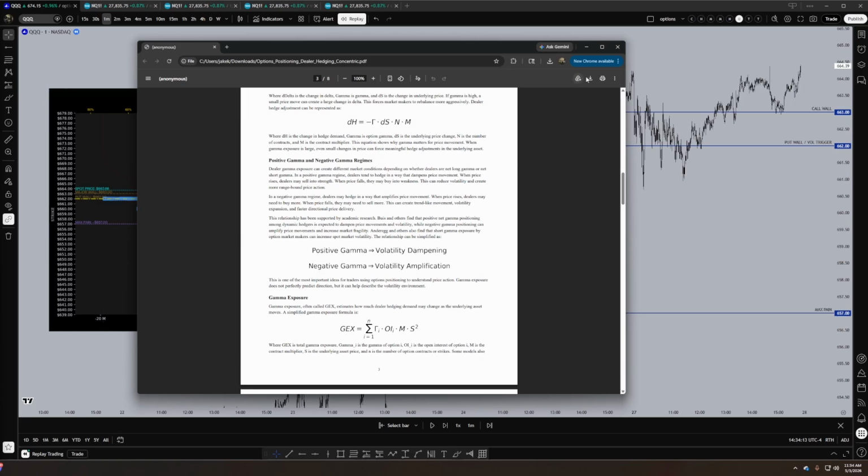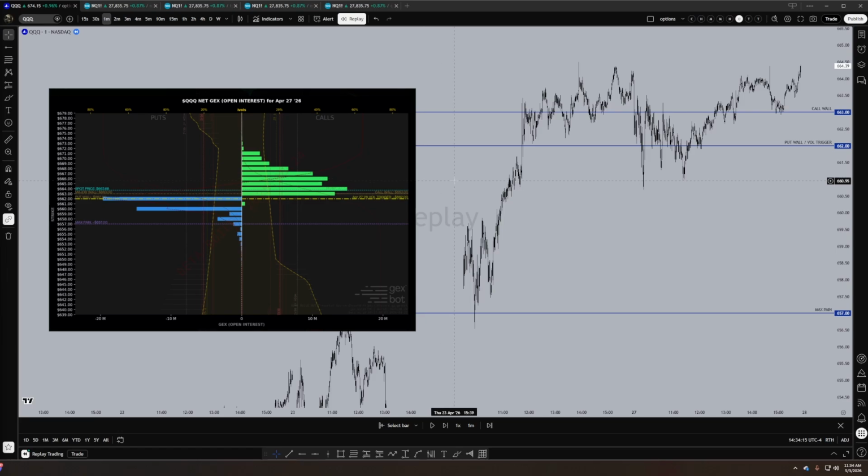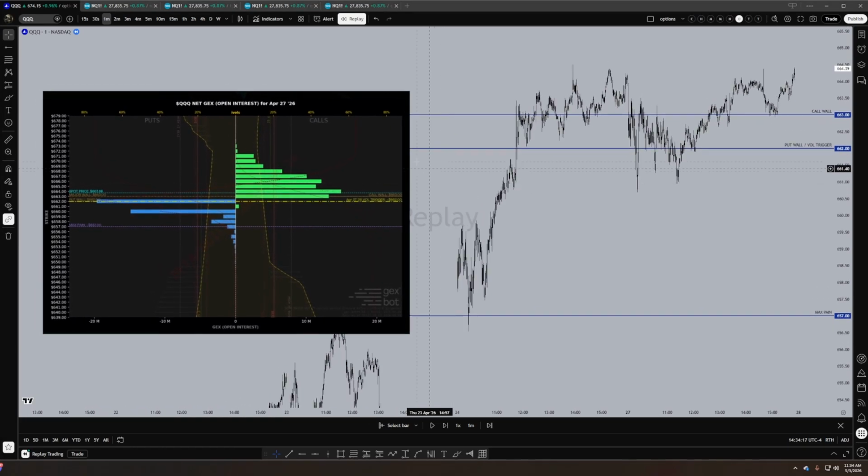So right here, we have a QQQ chart, and we have levels for GEX for April 27th, which will be the example that we'll go over. So I'm trying to look at this, right, and find our levels. So we have our walls, max pain, and we also have the open interest for calls and puts. Okay, so that's going to be the basic framework of what we are looking at here.